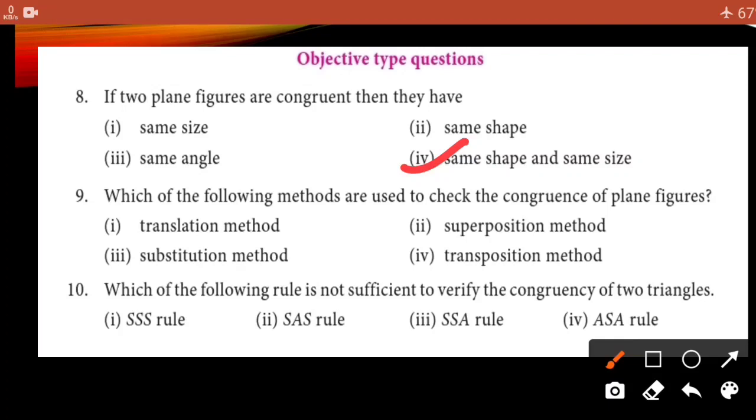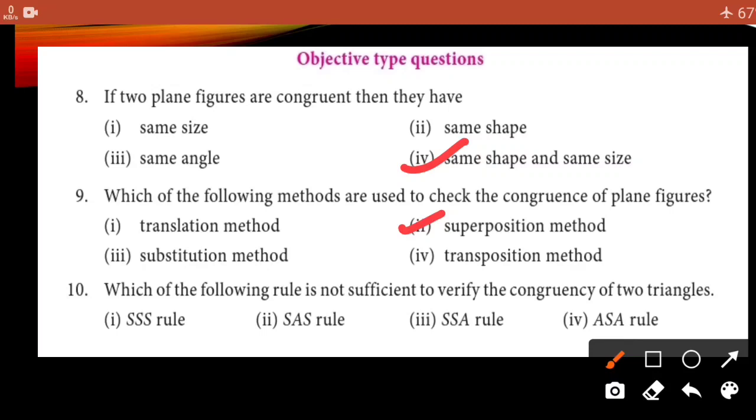Ninth one, which of the following methods are used to check the congruence of plane figures? Okay, so congruence of plane figures is given in your book and the method we are using to find out the congruency is the superposition method. This is an extra fact. You should know this, okay? So for checking the congruency of plane figures, we are using the superposition method. So your correct answer is the second option, superposition method.